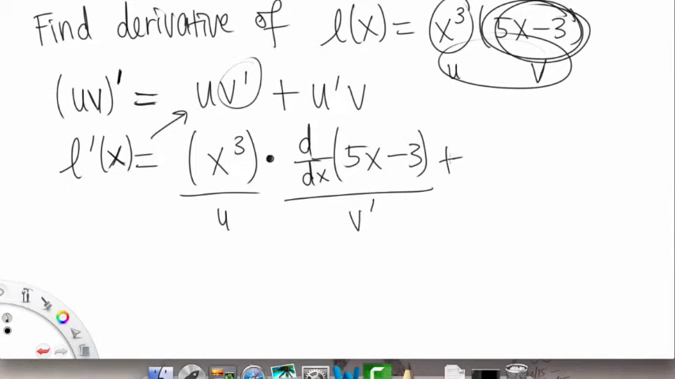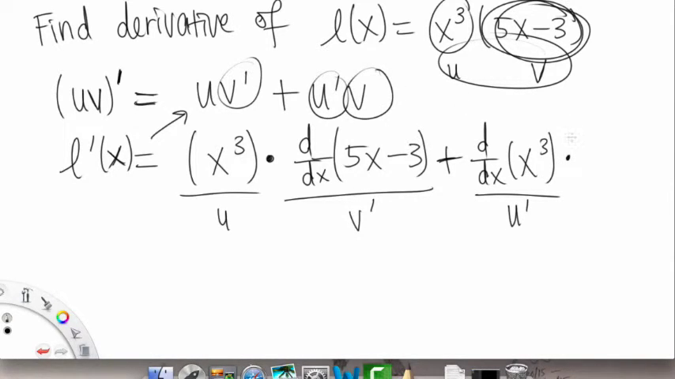Let's move on to the second term. So we're going to add a u prime. What is u prime? That would be d dx of x to the third. So this is u prime, and then this is multiplied times our original v. Now all we have to do is simplify the first derivative parts.